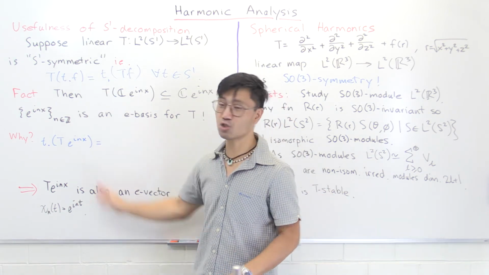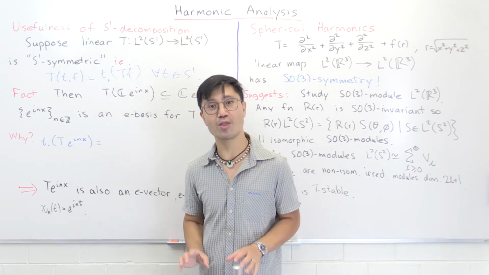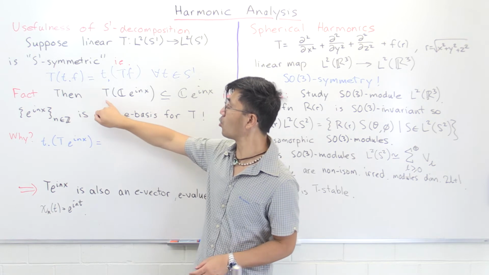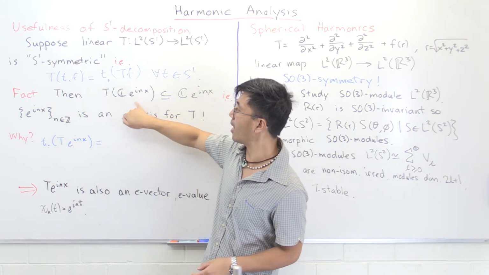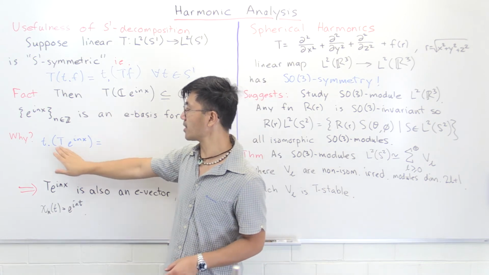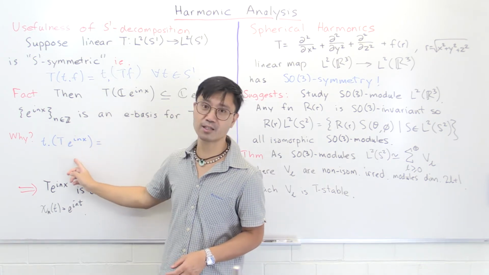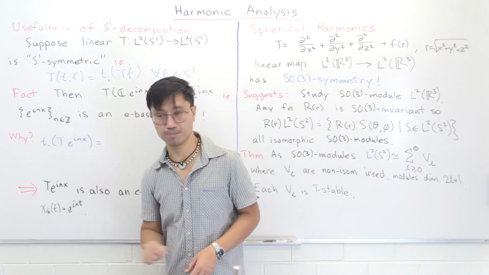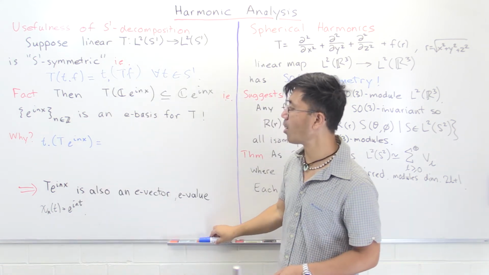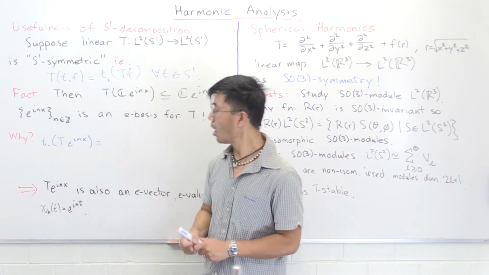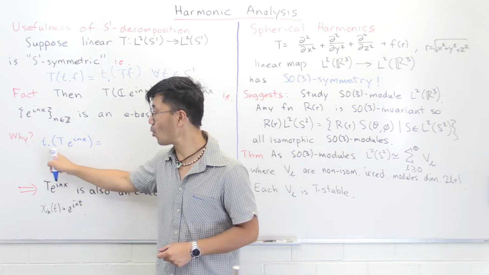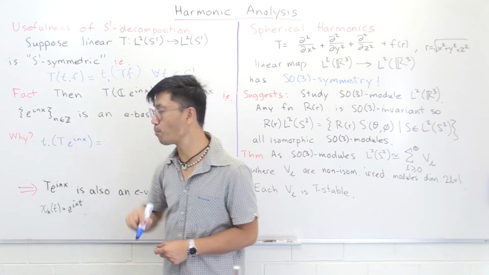So let's see why it's true, and actually it's quite easy to do that. We've more or less seen what we need to do. What we're going to do is look at T of this e to the i n x here. And what I want to show is that this itself is actually an eigenvector for the group action. That's the thing that we want to show. So let's see why that's the case. Remember, this T is S1 symmetric, so these two actions commute. The T and the group action commute.